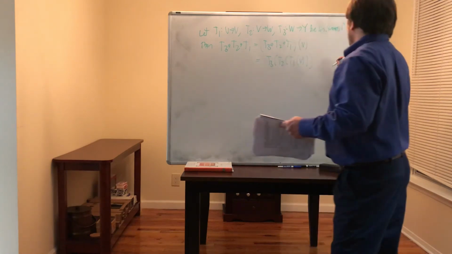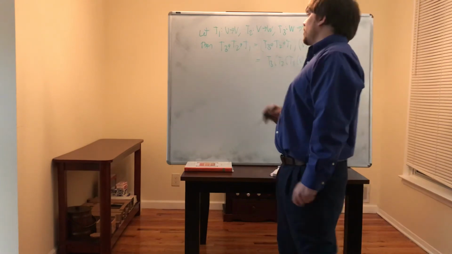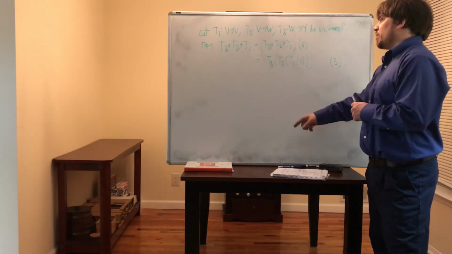Okay, and so statement 3 is just saying that the function T3 composed with T2 composed with T1 is a function that maps V to T3 of T2 of T1 of V.